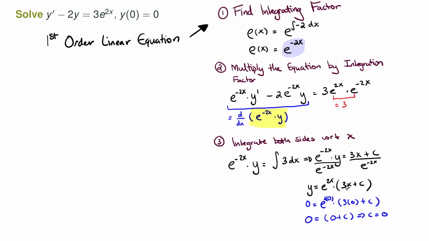And then our final equation is just our original, except when we add 0, it doesn't change anything. So we could write it as y equals e to the 2x times 3x.